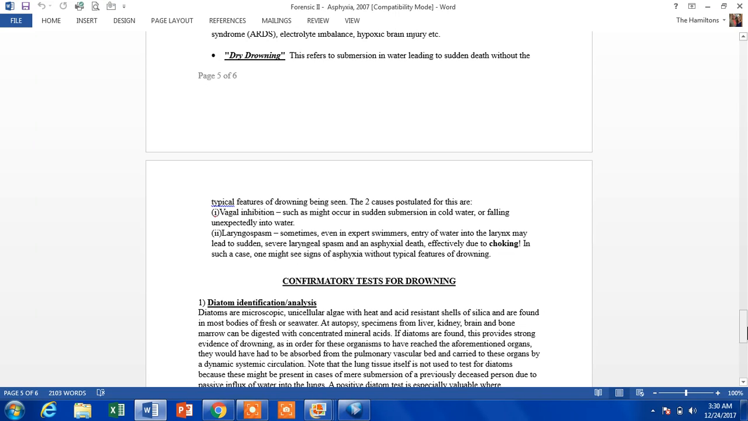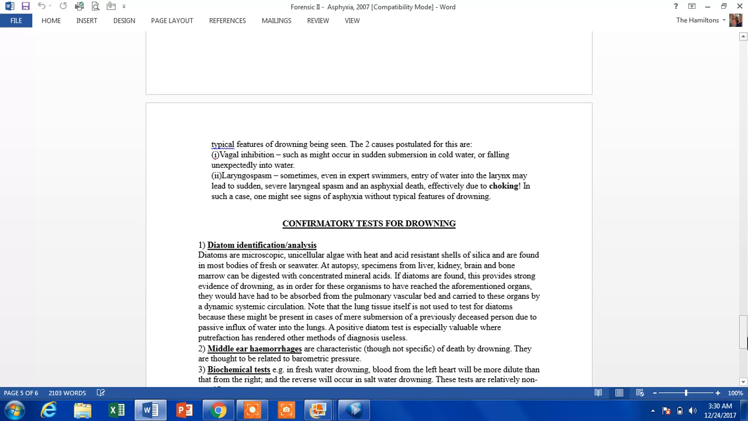Confirmatory tests for drowning. Diatom identification analysis. I don't know if it's diatom or diatoms. Okay, it's probably diatom. It's microscopic. Diatoms are microscopic unicellular algae with heat and acid resistant shells of silica and are found in most bodies of fresh or seawater.